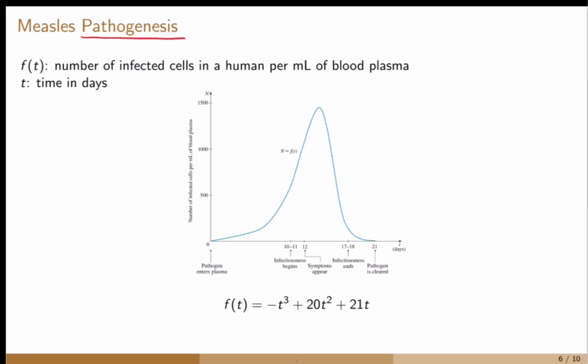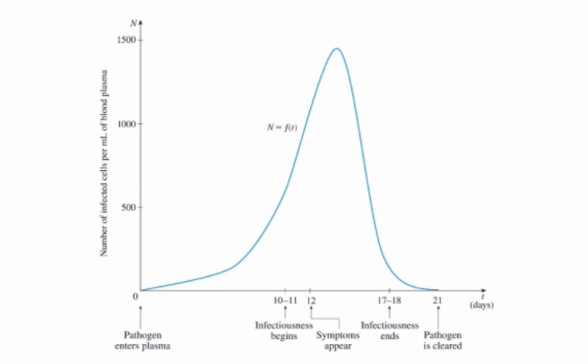The virus load becomes really, really high, and then the immune system kicks in and the virus load becomes small again. So here this blue function in this graph shows the pathogenesis of measles in a typical human person. On the x-axis we have time in days, and on the y-axis we have the number of infected cells per milliliter of blood plasma. So here at the first step the pathogen enters the plasma, which means the person gets infected by the virus, and then the virus load increases and increases, and then about 11 to 12 days the first symptoms appear, which is somewhere here in this area.